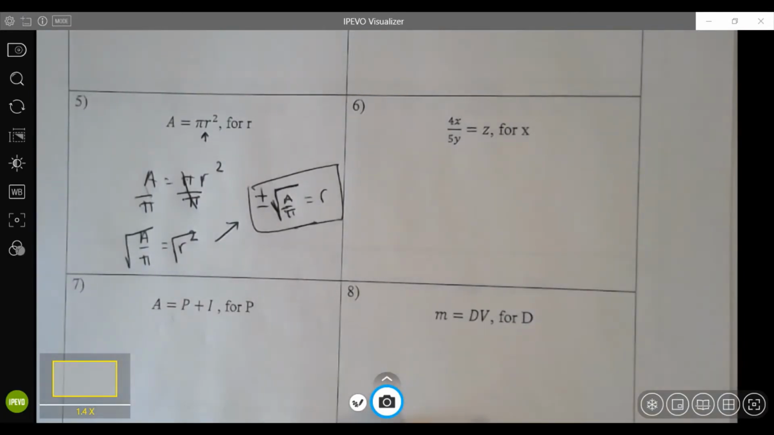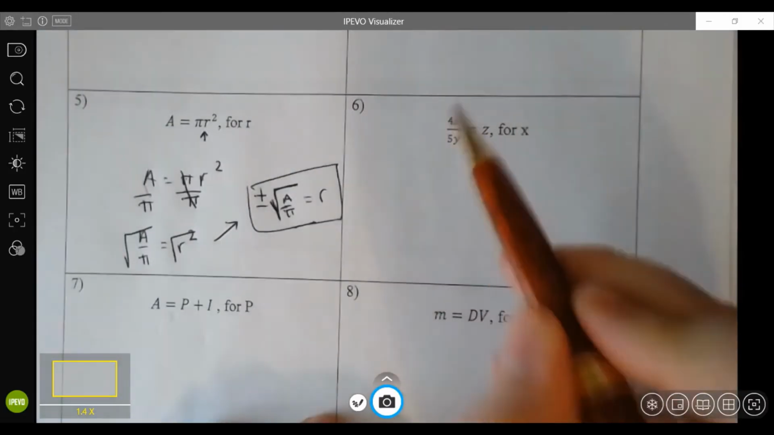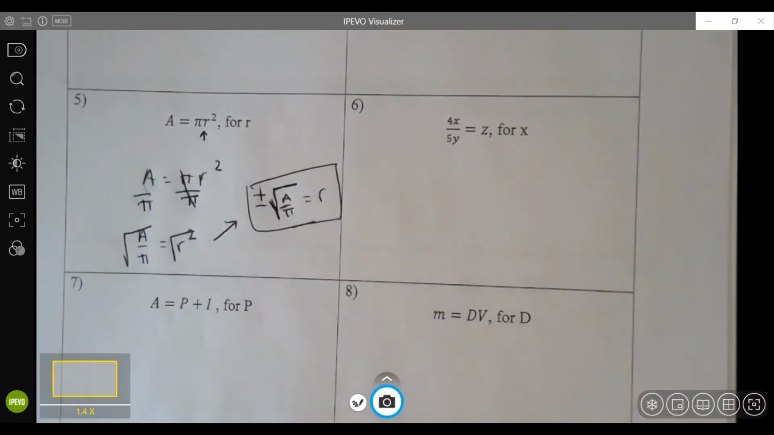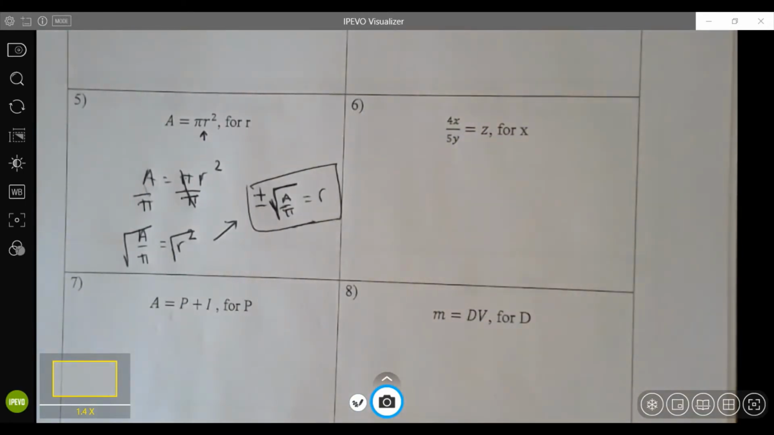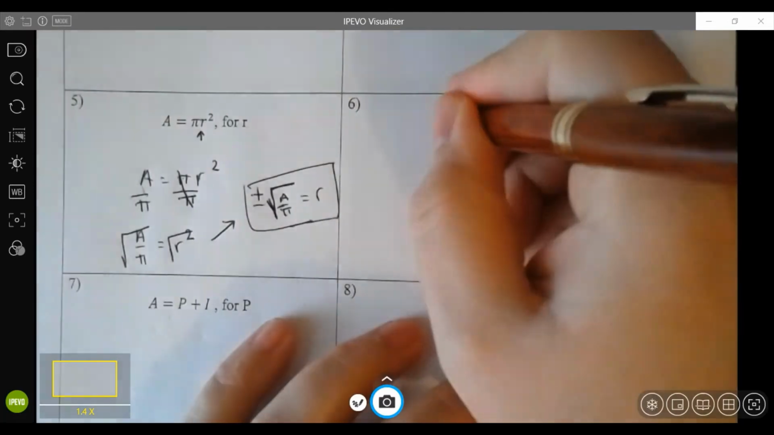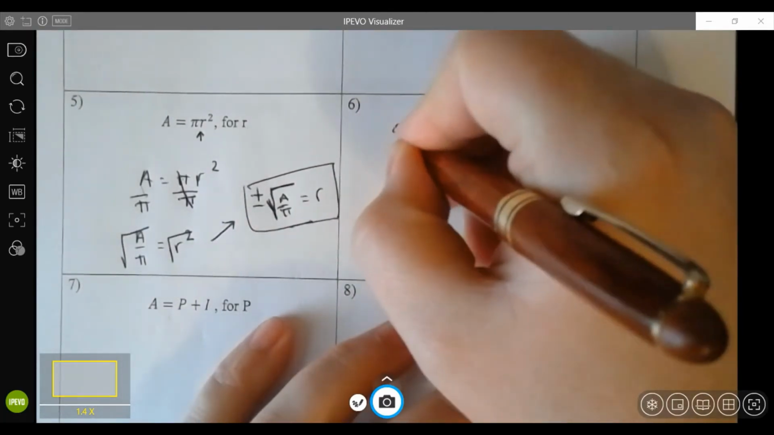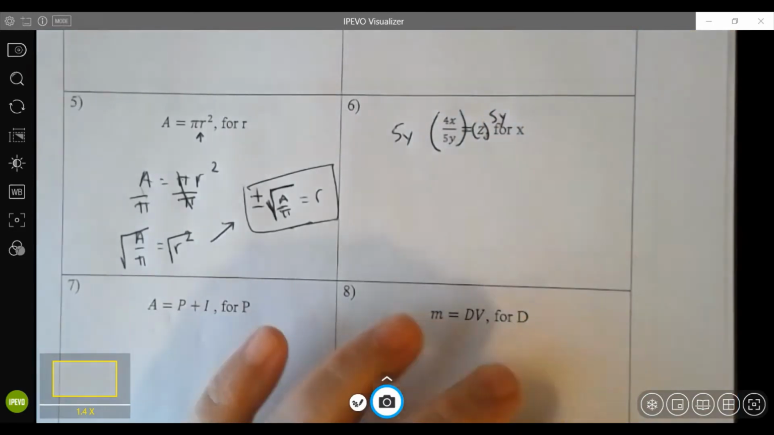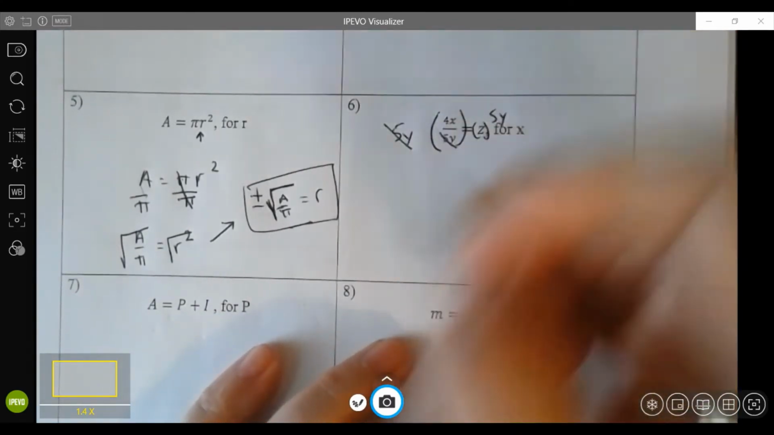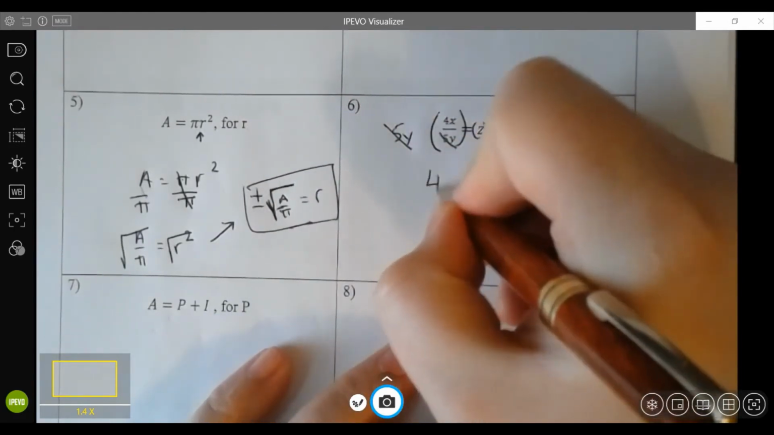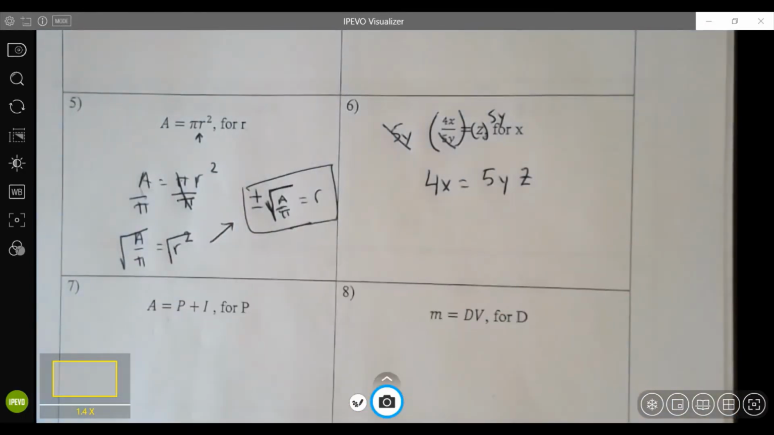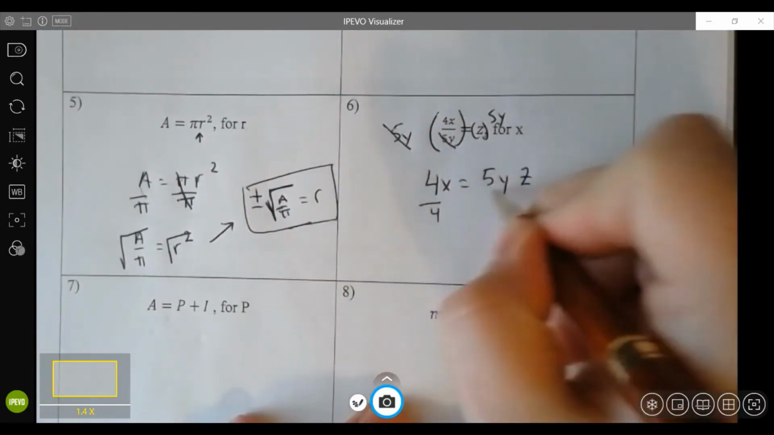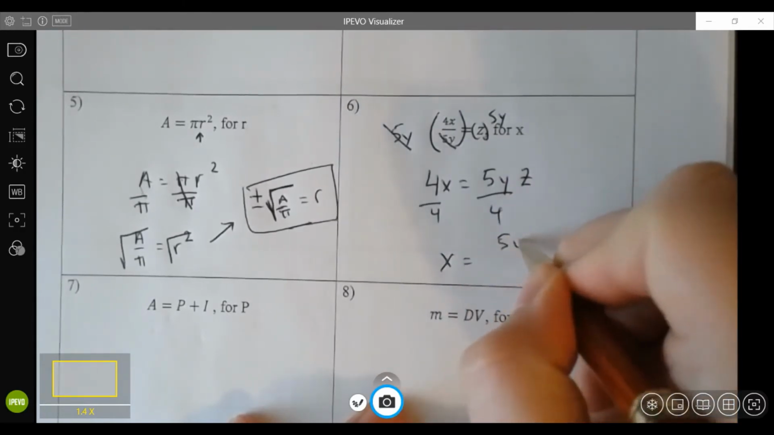Let's do 6 together as well. So 4x divided by 5y equals z, and they want us to solve it for x. So what's with the x? Well, first of all, we have the 4, and we also have division by 5y. So first, undo the division. So to undo division by 5y, we multiply by 5y. So these 5y's cancel out. This is going to be 4x equals 5yz. And then now we're left with 4 times x, so just divide by 4. So you get x equals 5yz divided by 4.